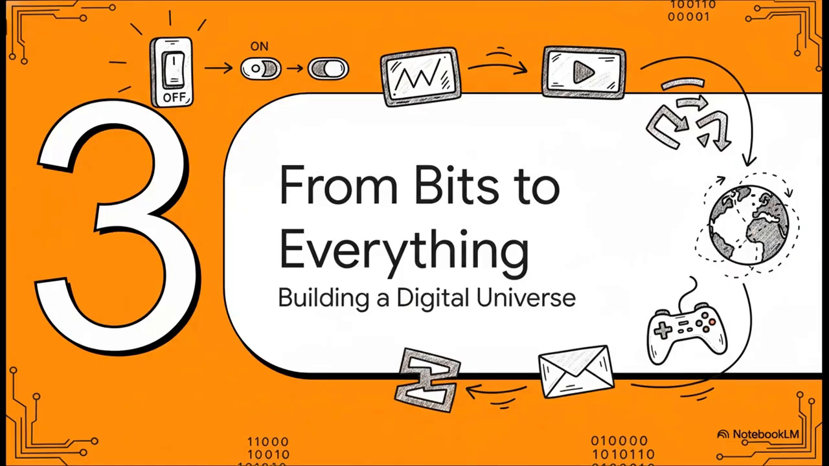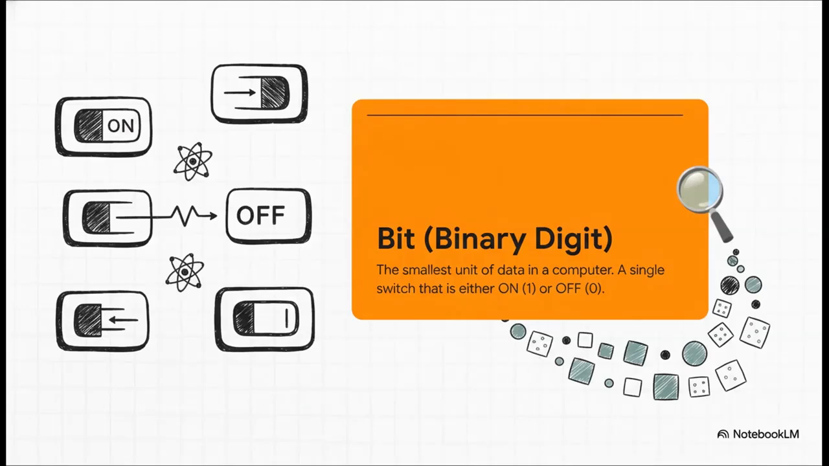So we have our super simple, super reliable on-off switch. But how do you get from that to streaming movies, playing games, and everything else we do? Well, you do it by combining millions and billions of them. Each one of those little on-off switches, each individual 1 or 0, is called a bit. Think of it like the atom of the digital world. It's the smallest possible piece of information you can have.